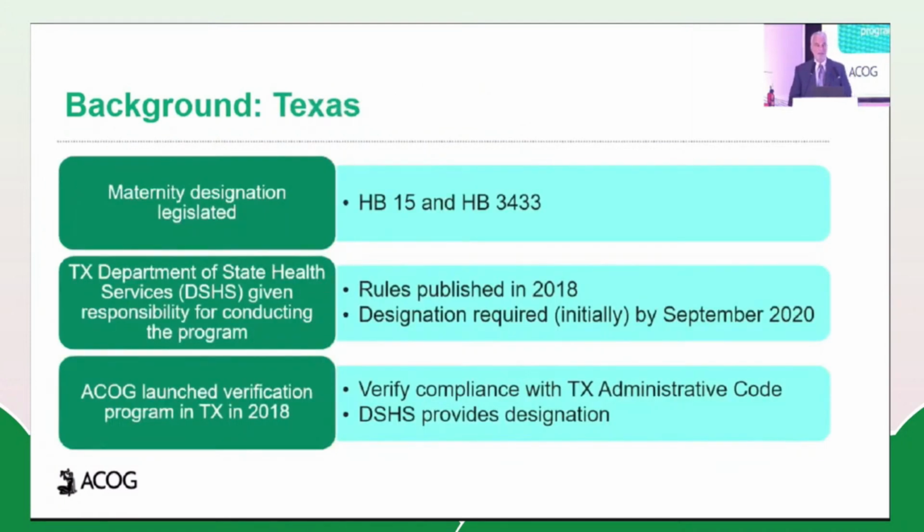While we were doing that in Texas, the Texas legislature passed a bill saying levels of care would be implemented. The Texas Department of State Health Services was given the responsibility of conducting this program, and ACOG is one of 2 organizations in Texas that was given permission by the State Health Department to conduct the verification program. And basically, ACOG went in, surveyed the hospitals, verified compliance with the requirements set in by the Texas law. And we launched that in 2018, and it's still going.